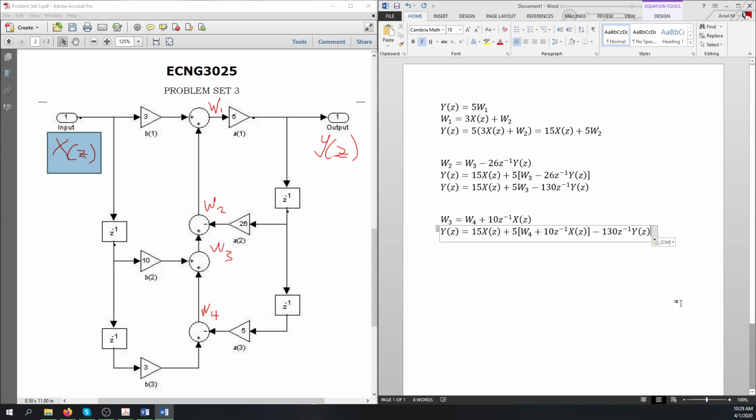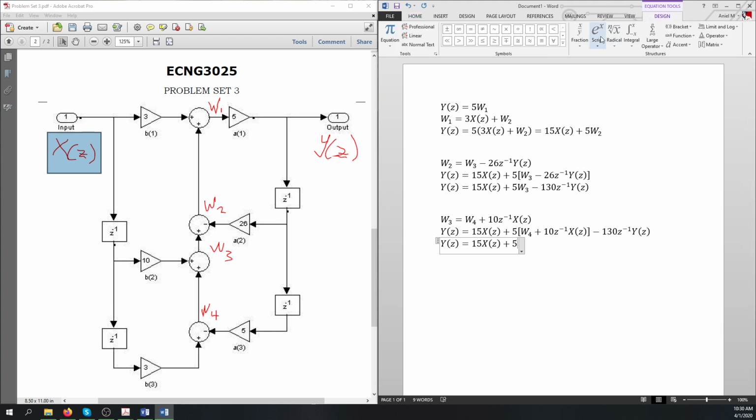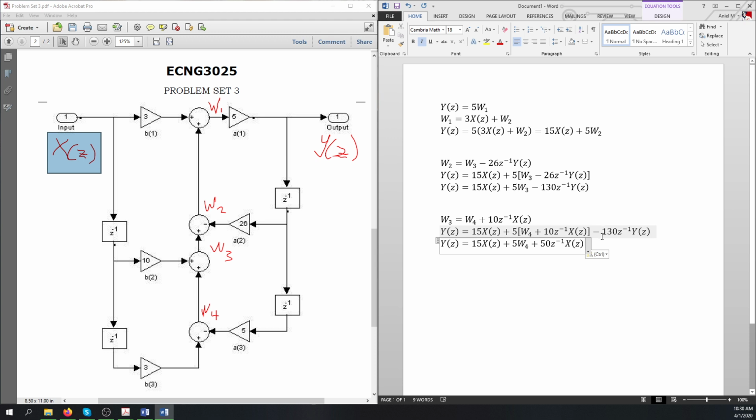Right, and then we can expand this out a little bit more. So y of z is equal to 15x of z plus 5w4. Yep, see, doesn't work. Plus 50 z to the negative 1 that, minus 130 that.